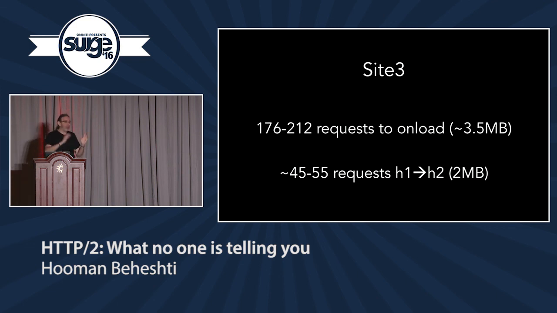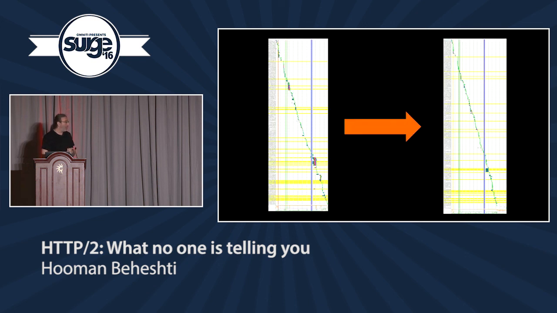A lot of requests and a lot of third-party content. So only about 25% of those requests are moving over from H1 to H2. This is what the waterfall looks like. It's huge. And there's so much going on here that you can't even tell which ones have moved over. But trust me when I tell you about 25% of the requests moved over to H2.